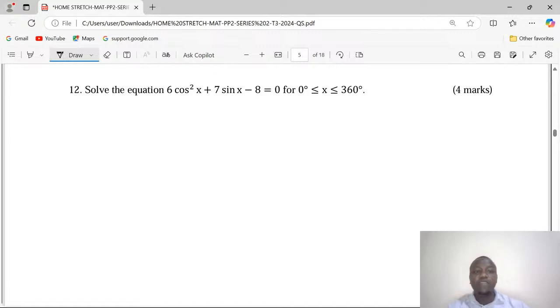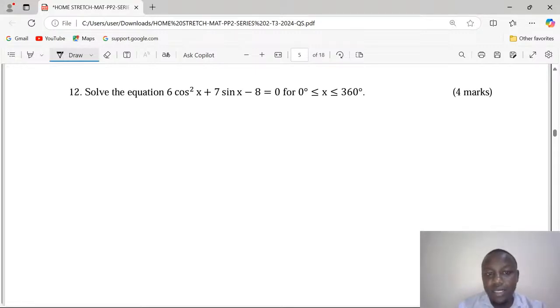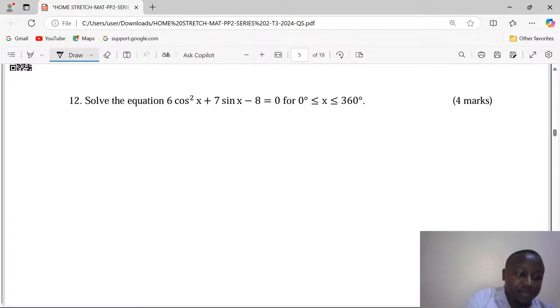Solve the equation 6 cosine squared of x plus 7 sine of x minus 8 equals 0, where the value of x is ranging between 0 and 360. For us to solve this question, we're going to apply the trigonometric identities.